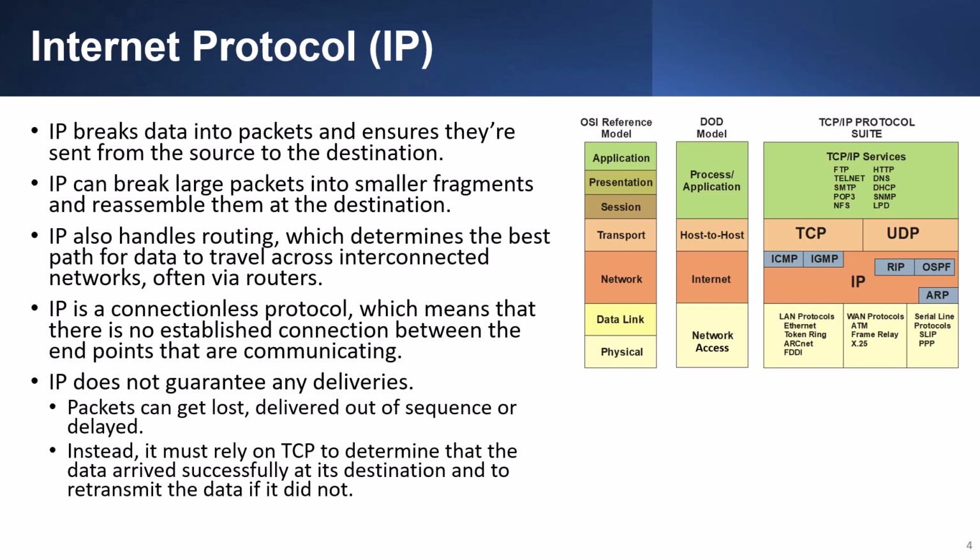IP breaks data into packets and ensures they're sent from the source to the destination. IP can break large packets into smaller fragments and reassemble them at the destination. IP also handles routing, which determines the best path for data to travel across interconnected networks, often via routers. IP is a connectionless protocol, which means that there's no established connection between the endpoints that are communicating. IP does not guarantee any delivery. Packets can get lost, delivered out of sequence, or delayed. Instead, it must rely on TCP to determine that the data arrived successfully at its destination and to retransmit the data if it did not.